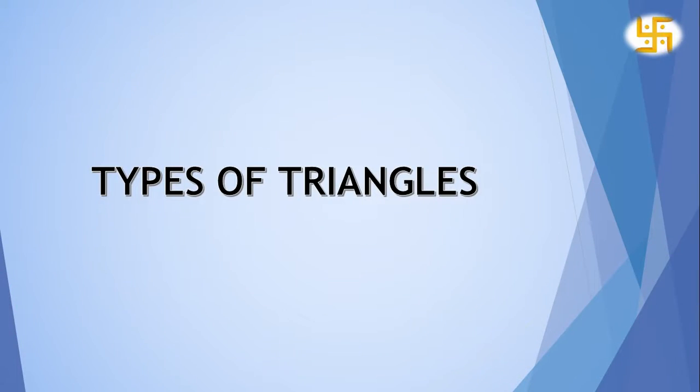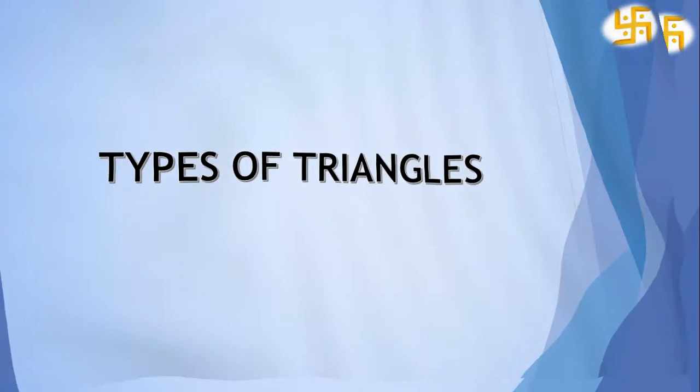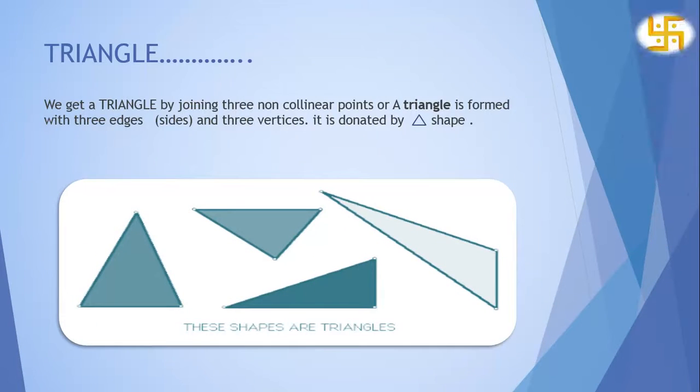Today we are discussing triangles. First of all, what is a triangle? We can get a triangle by joining three non-collinear points. Here, what is the meaning of non-collinear? It means the points that are not on the same line.